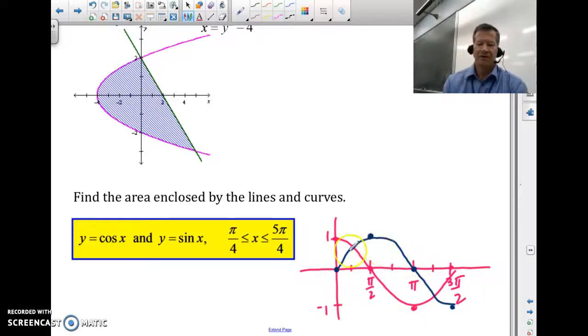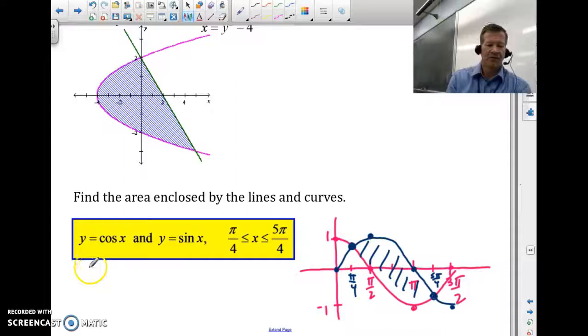Okay, so you notice between pi over 4 and 5 pi over 4, that's where these functions are intersecting. And so the area that I wish to find is right there. I want to determine what that area is. So what we are going to do here is we're going to integrate from pi over 4 to 5 pi over 4.